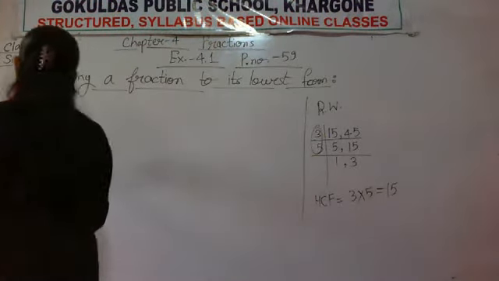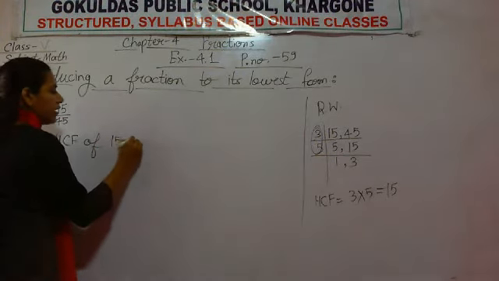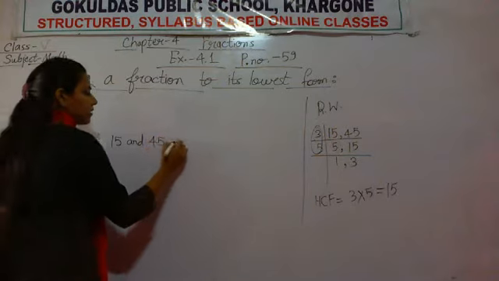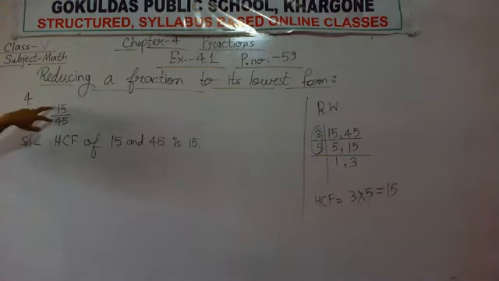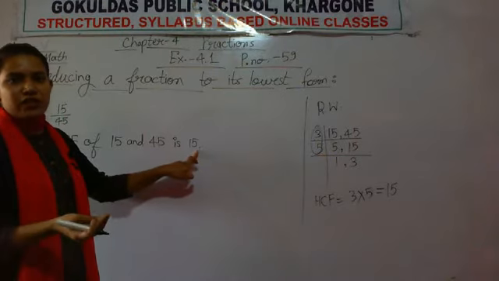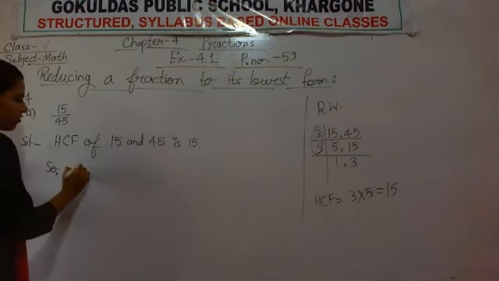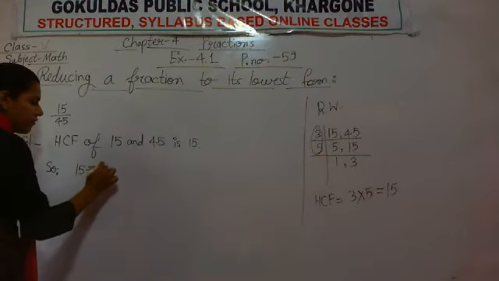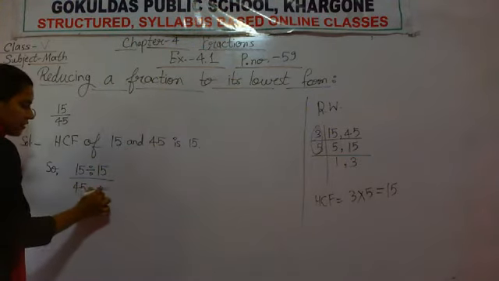The HCF of 15 and 45 is 15. What we have done is find the HCF of the numerator and denominator in rough work, right? So we got the HCF of both numbers, that is 15. Now what is the next step? Next step is, we will divide this 15 by our HCF and divide this 45 by the HCF.